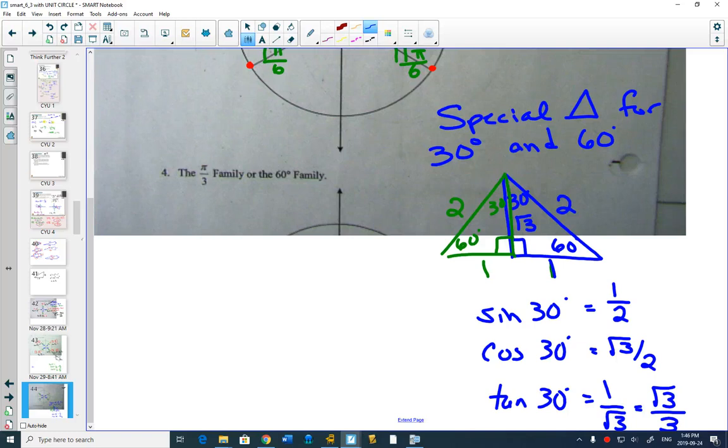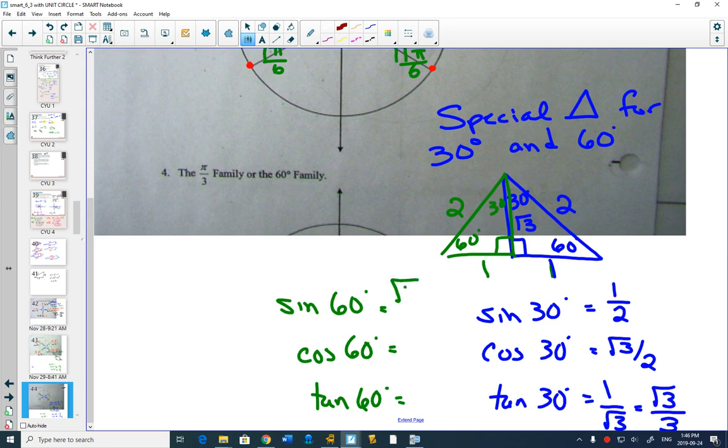And because this also has 60 degrees in it, we also know what sine of 60 degrees is, cos of 60 degrees, and tan of 60 degrees. Sine is opposite over hypotenuse. Cos is adjacent over hypotenuse. And tan is opposite over adjacent, which would be √3/1, but I'll just write square root of 3.